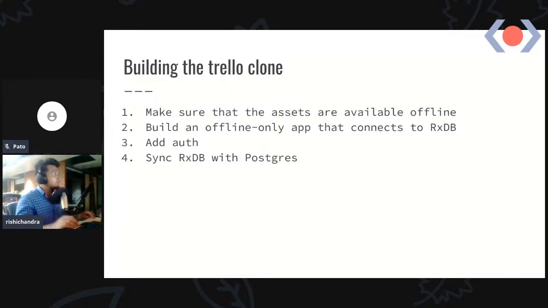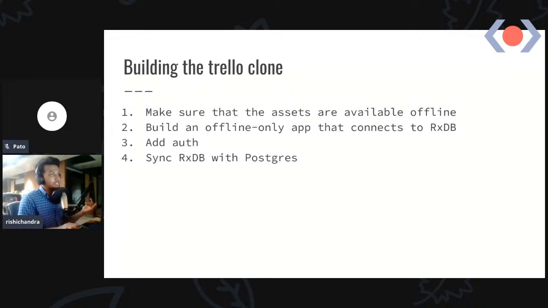So having said the schema, let's go about how to go about building the application. Firstly, the most important thing is that all the assets of the app should be available offline because it is an offline app. The JavaScript and CSS and the images, everything should be available offline.